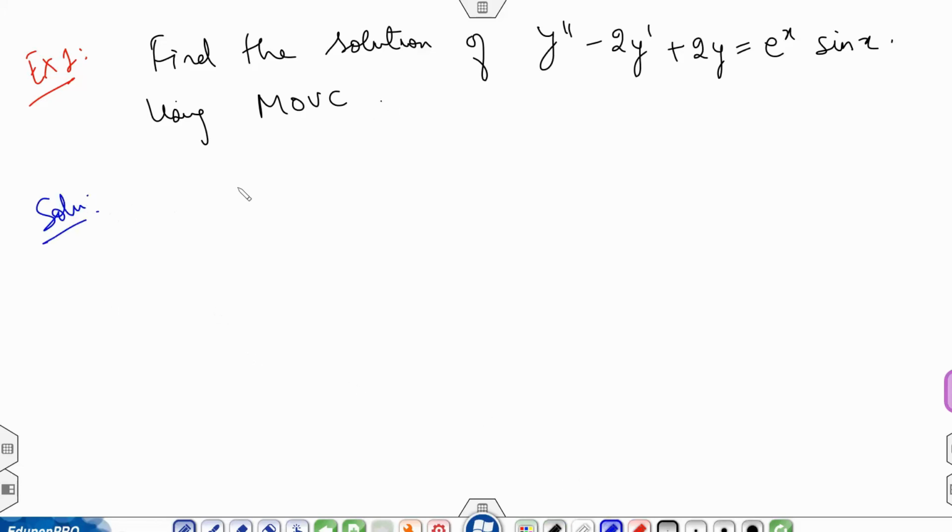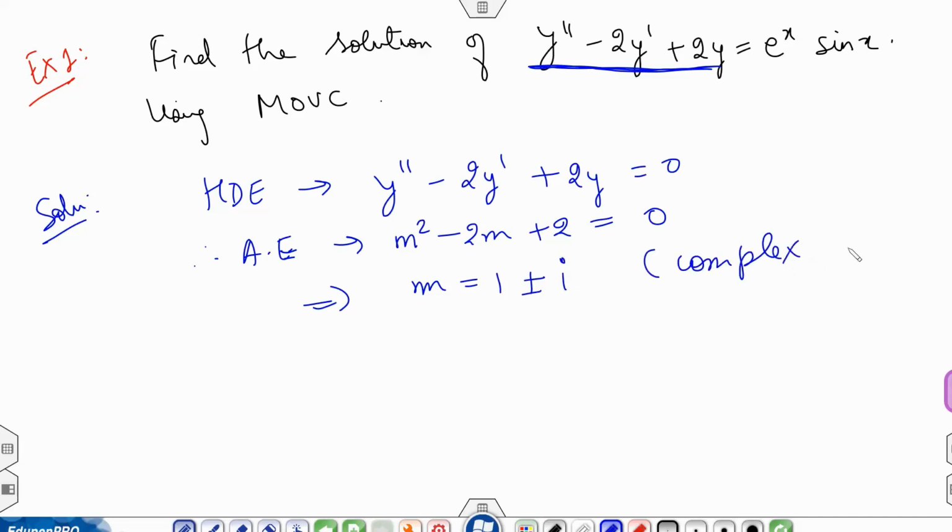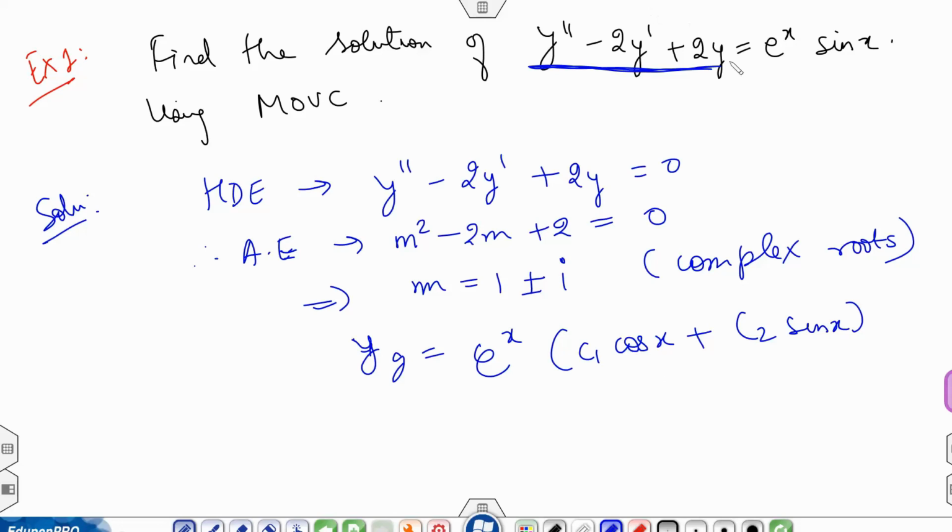So let's solve this. Firstly, you need to find the general solution for the homogeneous differential equation. So the homogeneous differential equation will be this, and therefore the auxiliary equation is m² - 2m + 2 = 0, and this implies that m is 1 ± i. You can see that these are complex roots. Now for the complex roots, what will be your yg? Your yg is e^x (c1 cos x + c2 sin x). I'll give this as equation number 1 and this as equation number 2.